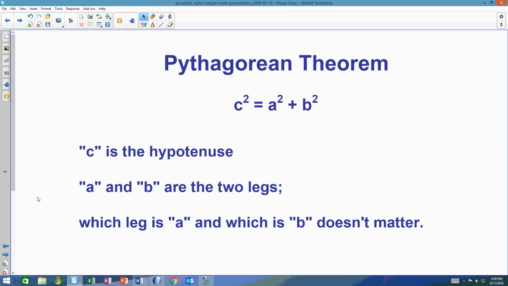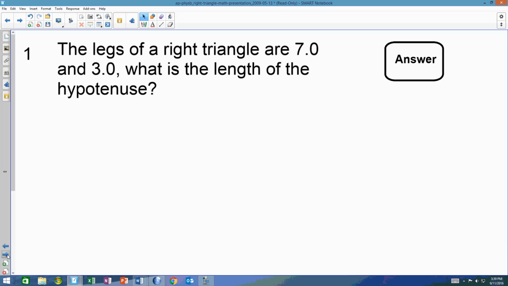So let's talk about the Pythagorean theorem first. We have c squared, where c is the hypotenuse, is equal to a squared plus b squared. A and b are the legs of the triangle that form the right angle. It doesn't matter which side you call A and which side you call B. So let's go ahead and do an example. The legs of a right triangle are 7 and 3. What is the length of the hypotenuse? Go ahead and pause the video now and solve the problem.